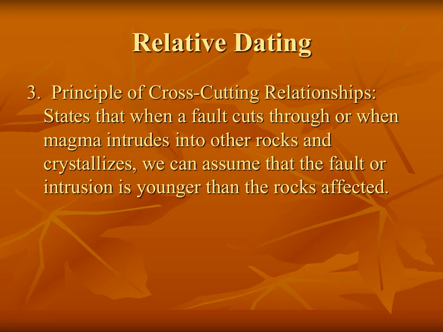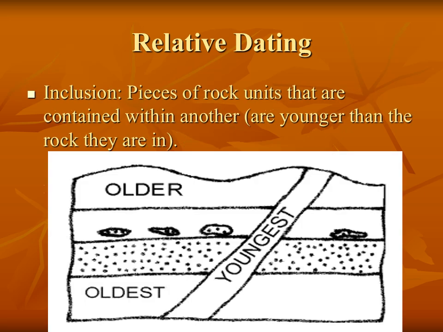Okay, here we have the last principle, called the principle of cross-cutting relationships. So when something cuts through another layer, that's all that means. What cuts through is a fault, or magma that intrudes into another rock and crystallizes. We can assume that the fault or intrusion is younger, because you can't have something cut through something else that doesn't even exist. That something else had to have been there first.